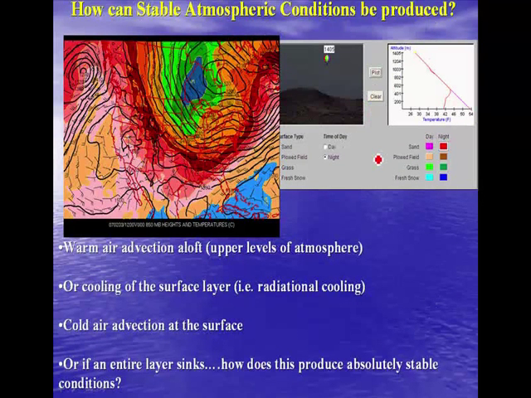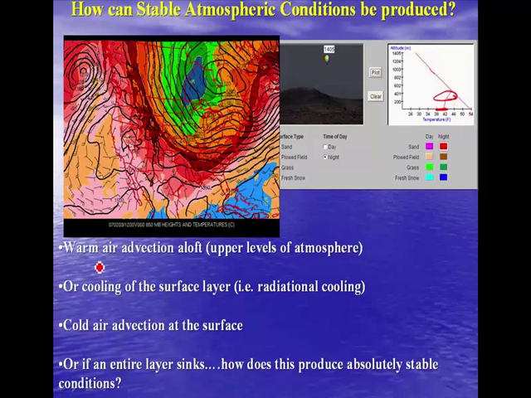Now, the question may come up, how can we bring about stable atmospheric conditions? How can that be produced? Recall that we said a stable atmosphere is when you have warmer air sitting on top of cooler air. For instance, the air here at about 401 meters is about 44, and the temperature at the surface is about 39. Well, there are several ways that we can do this.